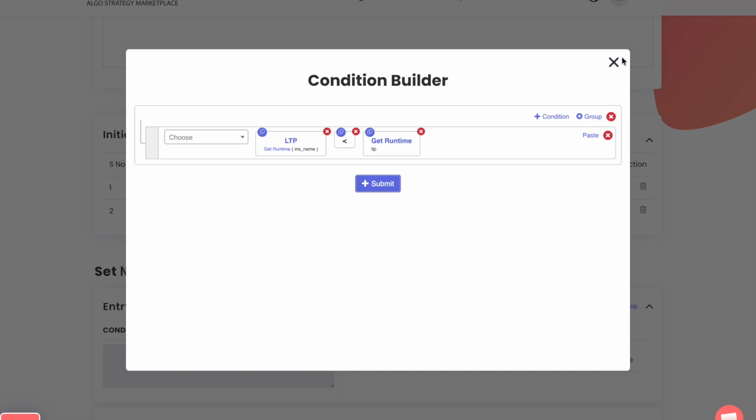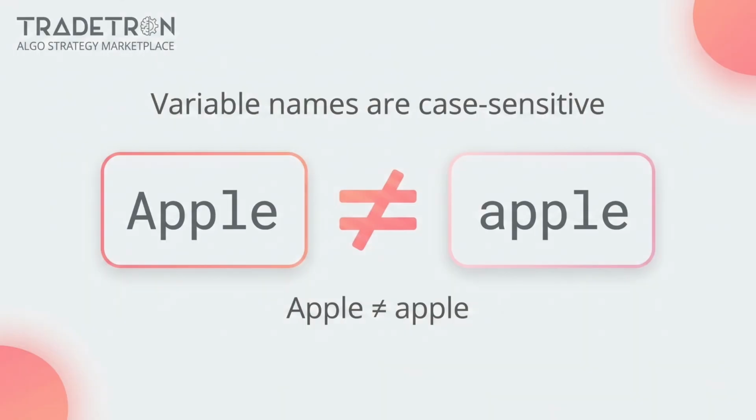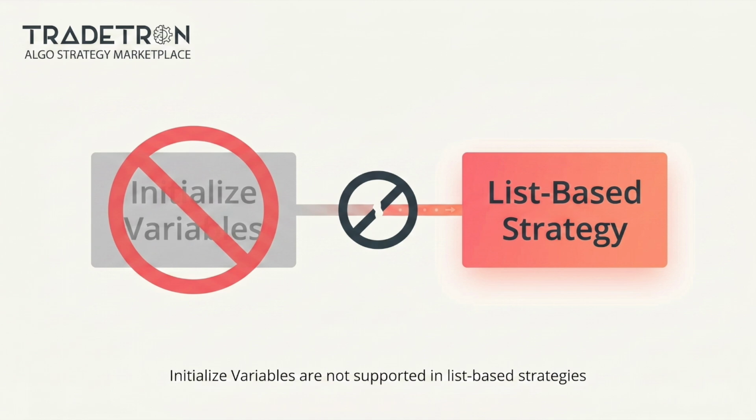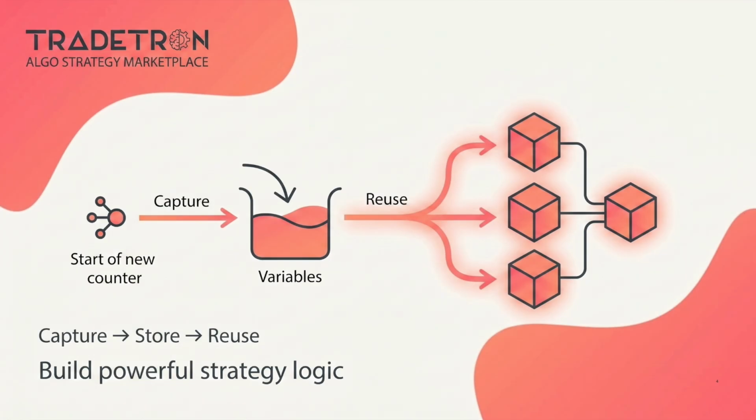Now, just a couple of important things to keep in mind. Variable names are case-sensitive, so you need to use them exactly the same way when calling them. Initialize variables are not supported in list-based strategies, so keep that in mind while designing your logic. So, in simple terms, initialize variables help you capture, store, and reuse data within your strategy. And this becomes really powerful when you're building more advanced logic.